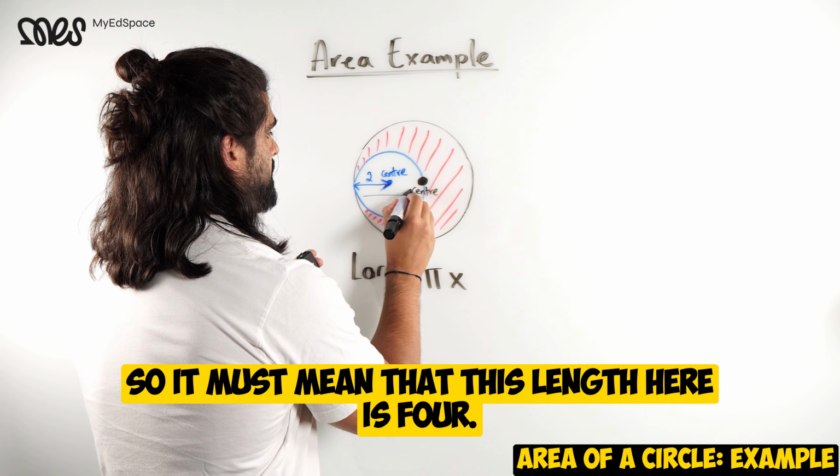Now what about the smaller circle? We can say pi times the radius of 2 squared. 2 squared is 4. 4 times pi, we can just write it as 4 pi.